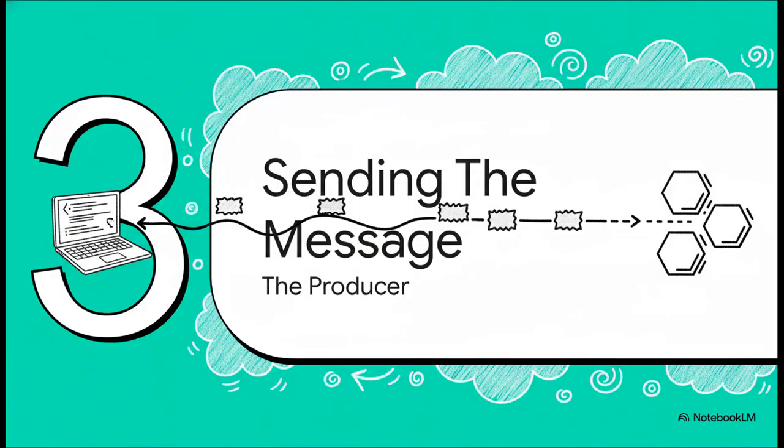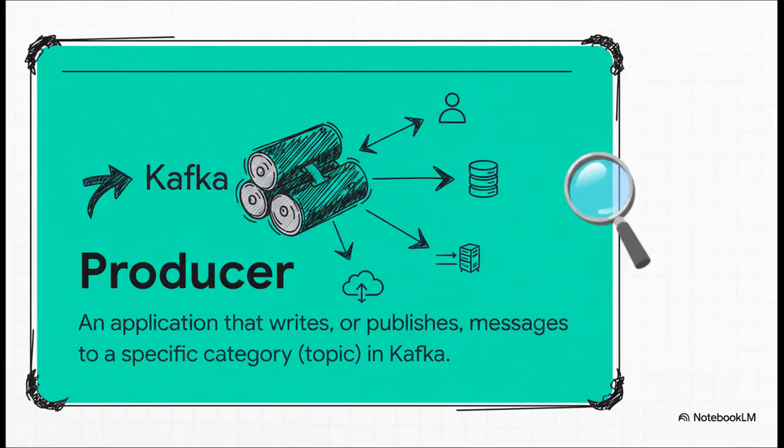Okay, let's get our hands dirty and dive into the code. We're going to start with the application that writes the message. In the world of Kafka, we call this a producer. A producer's job is incredibly simple. It just creates a message and sends it off to Kafka. It has no idea who's going to read it or even when they'll read it. It just needs to know where to send it.